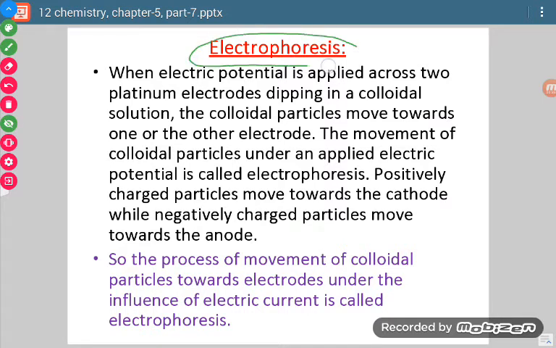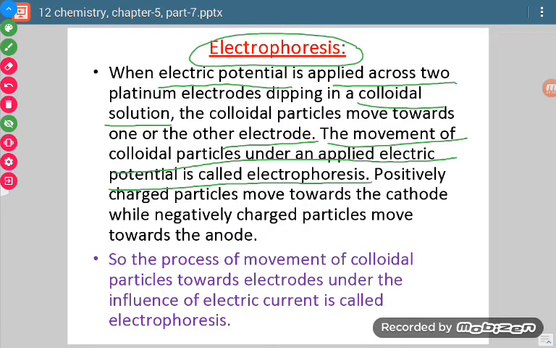The next property is electrophoresis. Now see, in electrophoresis, when electric potential is applied across two platinum electrodes dipping in a colloidal solution, the colloidal particles move towards one or the other electrode. The movement of colloidal particles under an applied electric potential is called electrophoresis. Positively charged particles move towards the cathode while negatively charged particles move towards the anode.